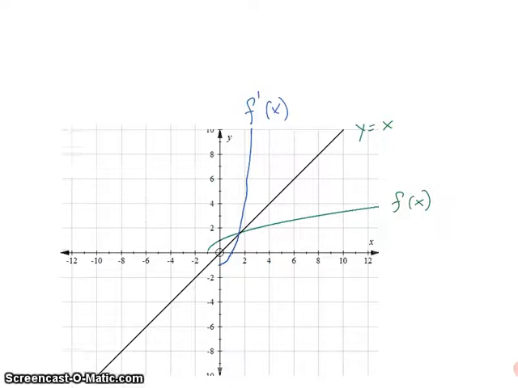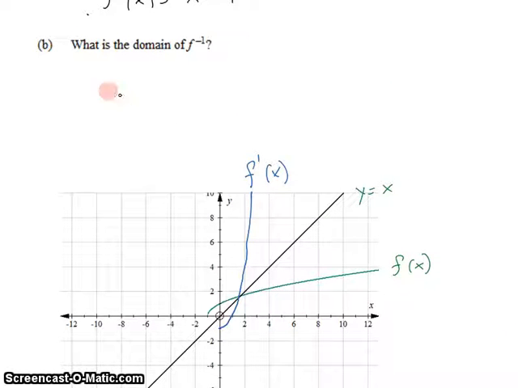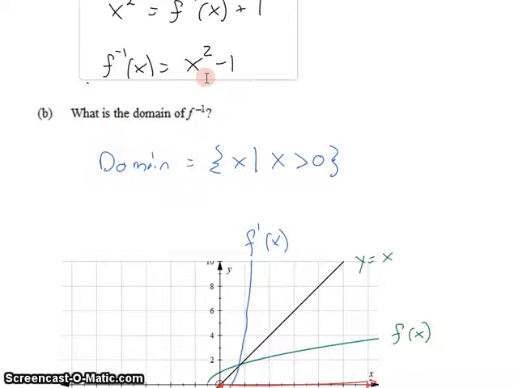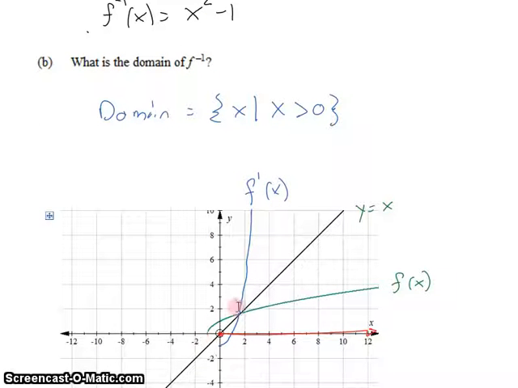So the domain for the inverse of f of x is the set of values x for which x is greater than 0. It's only valid for values of x in this region. There's nothing over here. And that's because of what the graph represents, not because of any quality of the equation itself. It's because it is the inverse of this green line.